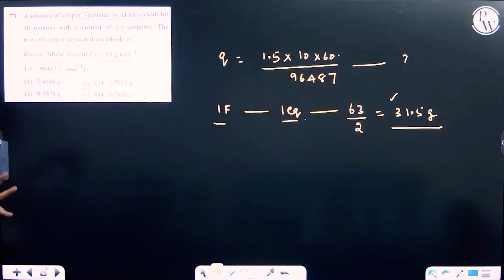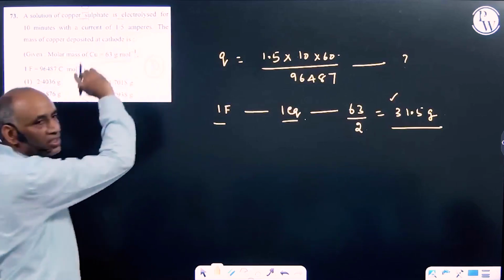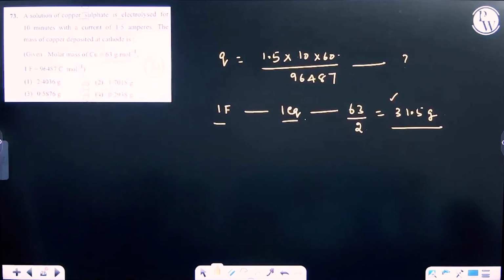So it takes a lot of time to do the calculation, so a calculation error possibility is there. So I can brand this as difficult as far as calculation is concerned. Yeah. This one also, minutes is given. You should convert that into seconds. Right?